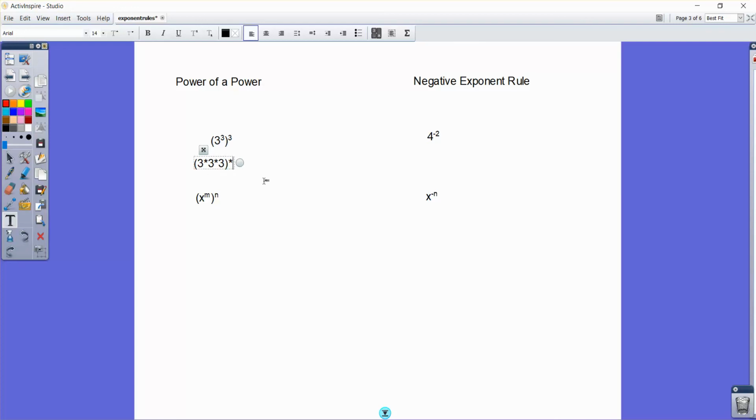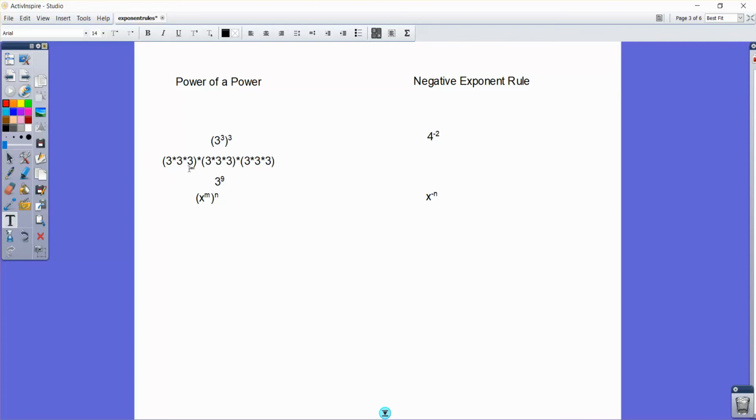So that means I've got 3 times 3 times 3 times 3 times 3 times 3 times 3 times 3 times 3, right? So that's really what this means. If I expand this whole thing out, 3 of these. So how many 3's do you see altogether? If you count them up, you should see that you have 9 of them. So 3 to the 9th would be the answer here.